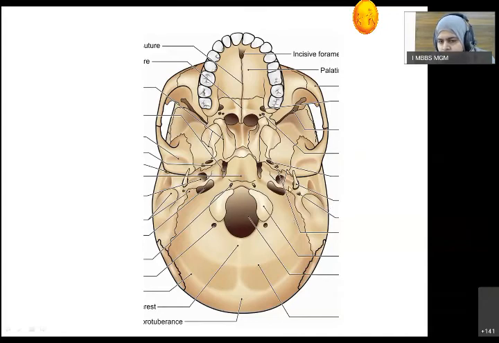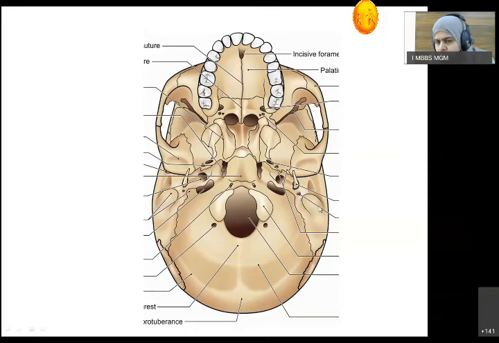Lateral to it, there is the jugular foramen, jugular fossa, and this will be the location of the jugular notch. Through this jugular foramen pass the inferior petrosal sinus, then the 9th, 10th, and 11th cranial nerves, and the internal jugular vein. Lateral to it, there is the jugular fossa, which is for the lodgement of the superior bulb of the internal jugular vein. Then lateral to it, there is a bony elevation known as the styloid process.